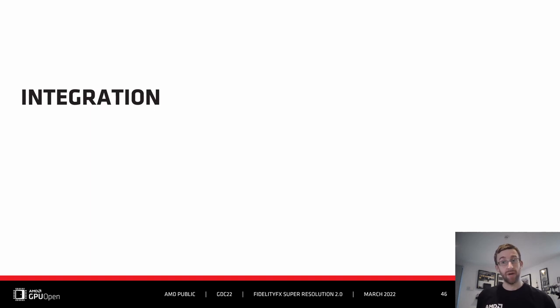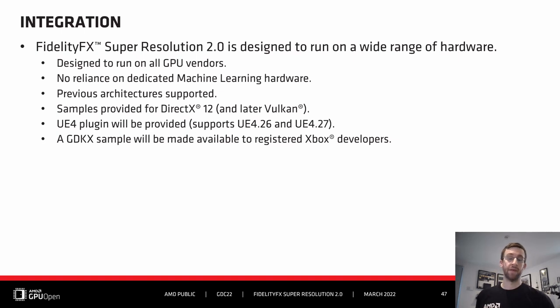I now want to talk about how FSR 2.0 can be integrated into games in the way we recommend for both the best quality output and fastest execution performance. FSR 2.0 will run in a wide range of hardware, including previous architectures using no dedicated machine learning hardware. Samples are provided for DirectX 12 and Vulkan, and a plugin for Unreal Engine will be provided. And for those interested in console development, a GDC sample will be made available to registered Xbox developers. We want you to be able to port without restriction to any platform of your choice.